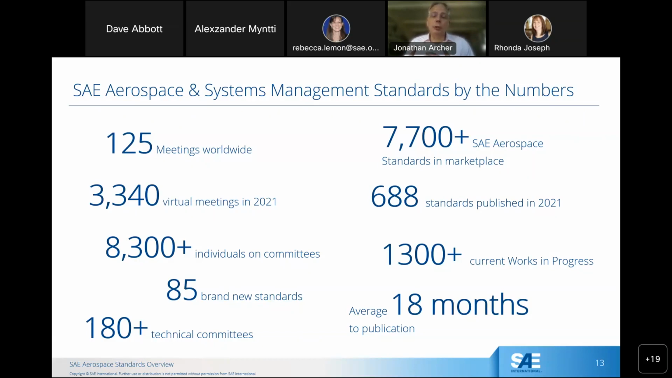There's over 8,000 active standards now in the marketplace, with nearly 688 standards published in 2021. We've got over 1,300 in work as WIP, and on average standards take about 18 months to develop. Next slide.